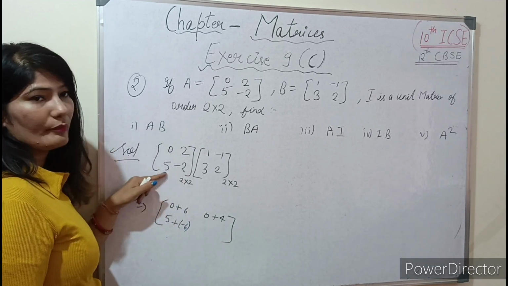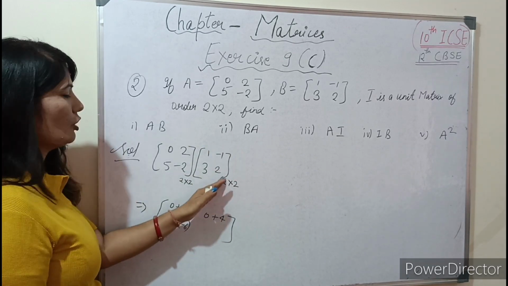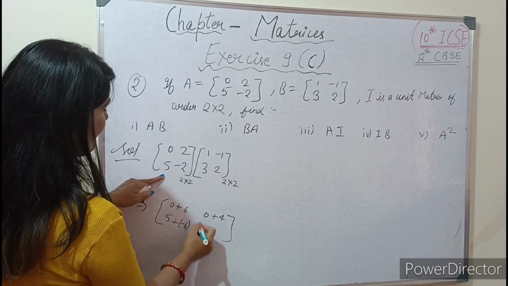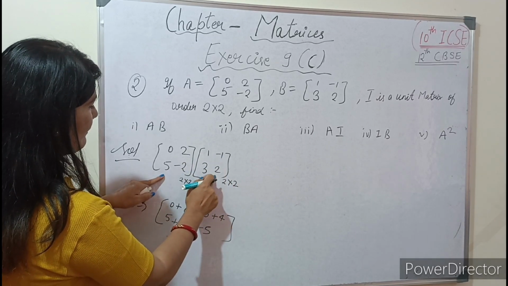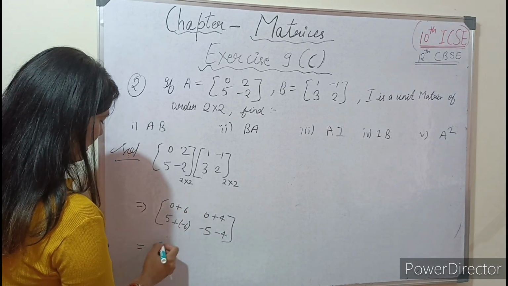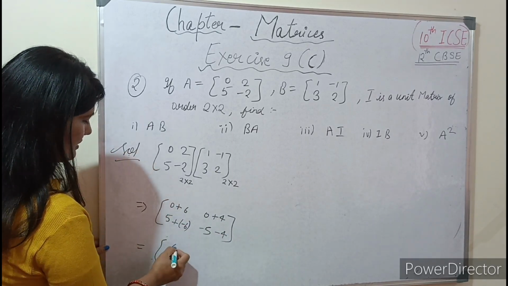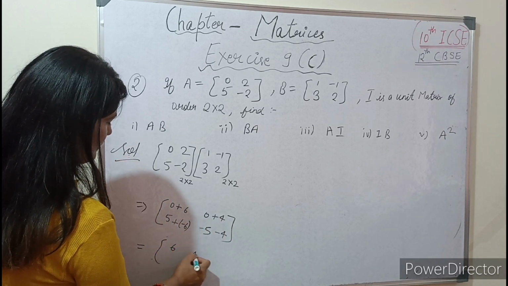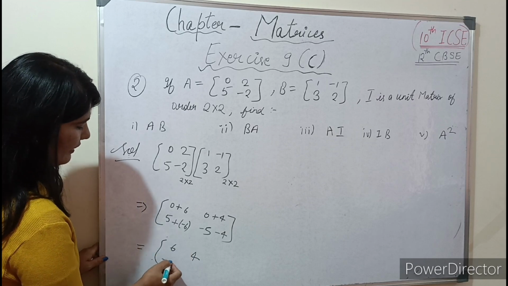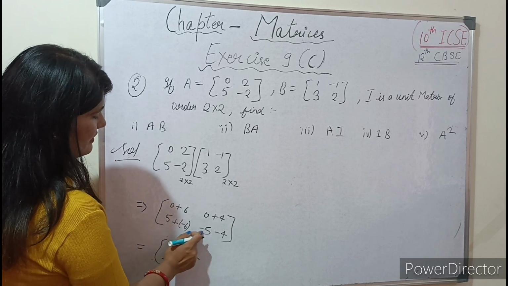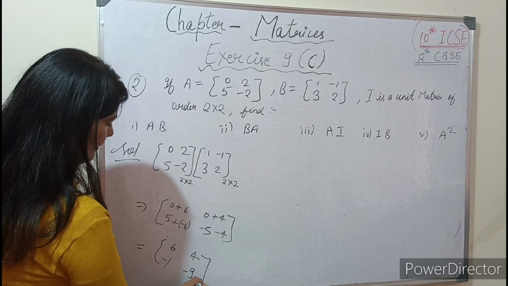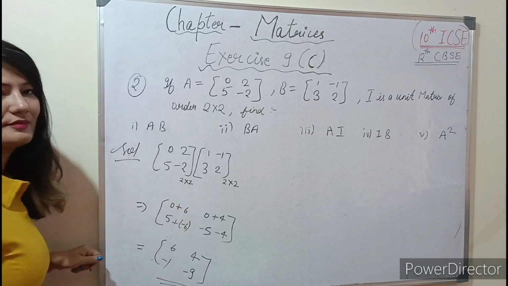Same way, the same row multiply by second column, right? So 5 multiply by minus 1 is minus 5, and minus 2 multiply by 2 is minus 4. So your answer is 0 plus 6 is 6, 0 plus 4 is 4. This is plus minus minus. So 5 minus 6 is minus 1, and minus minus is plus. So 5 plus 4 is 9. This is minus 9. This is your answer.